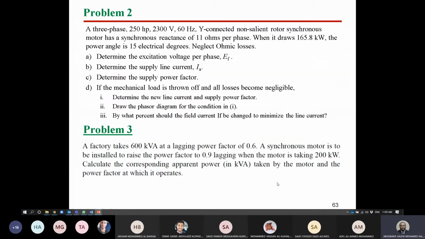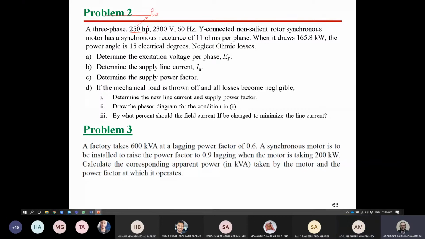Last class we discussed the idea of this problem. A 3 phase, 250 horsepower, 2300 volt machine. What is the meaning of 250 horsepower? What is this value? It indicates the power, but which power, output or input? Output power. So this is P output of the machine.